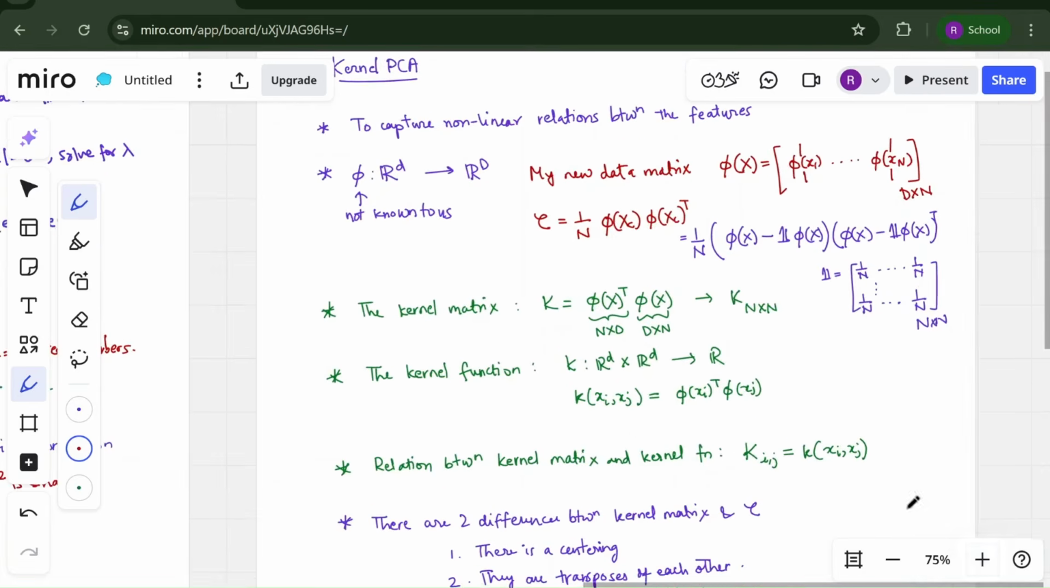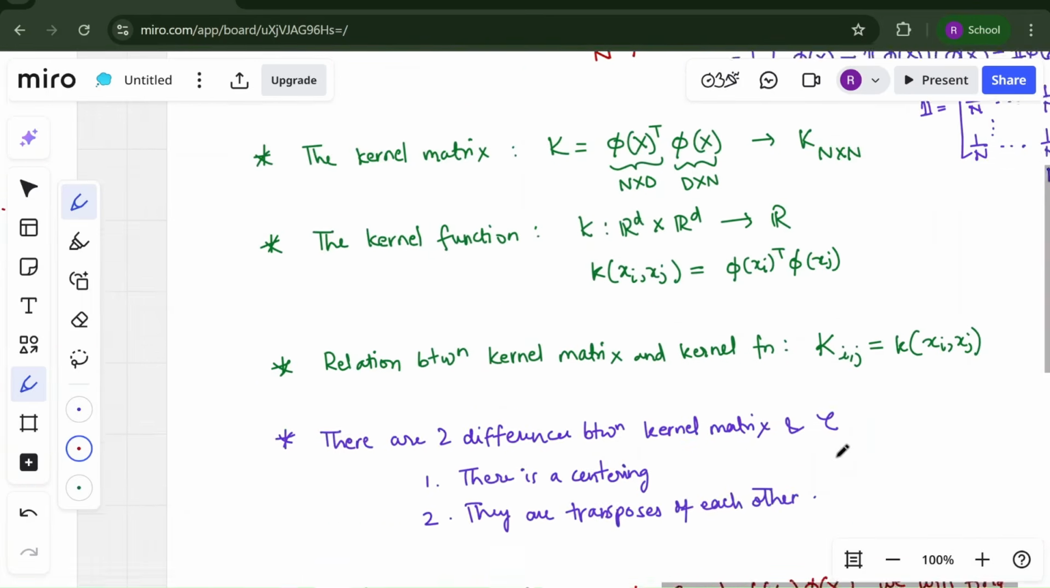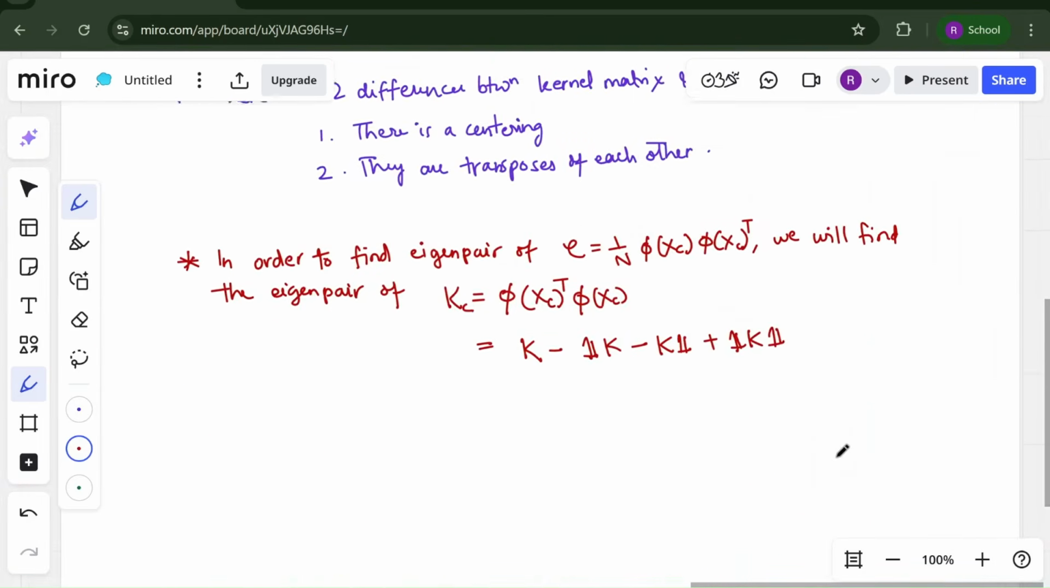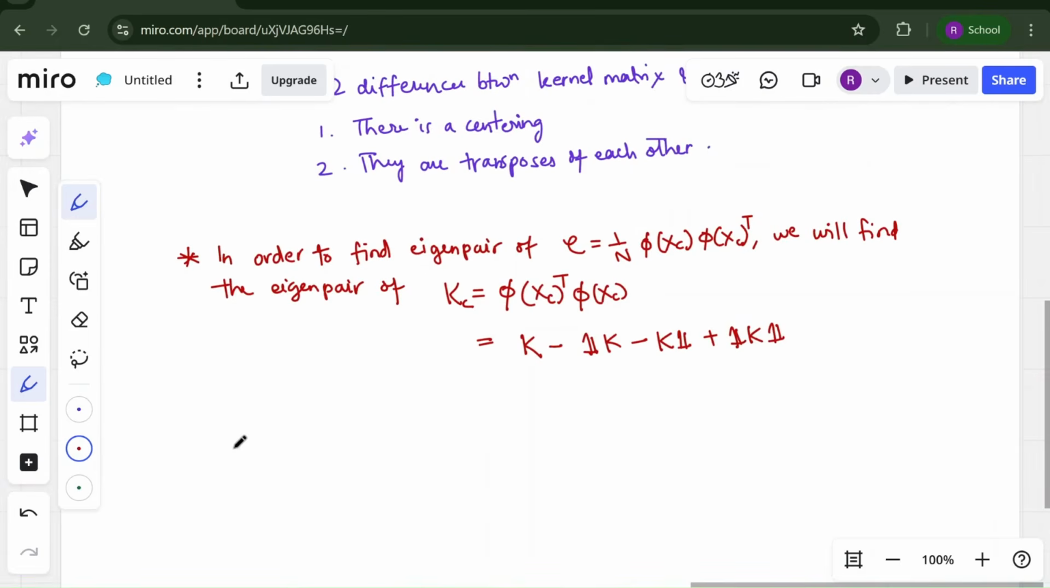But typically, when we do problems, what is given? We are given K. Let me write it down. We are given K either as a matrix, or we are given this function K(xi, xj).